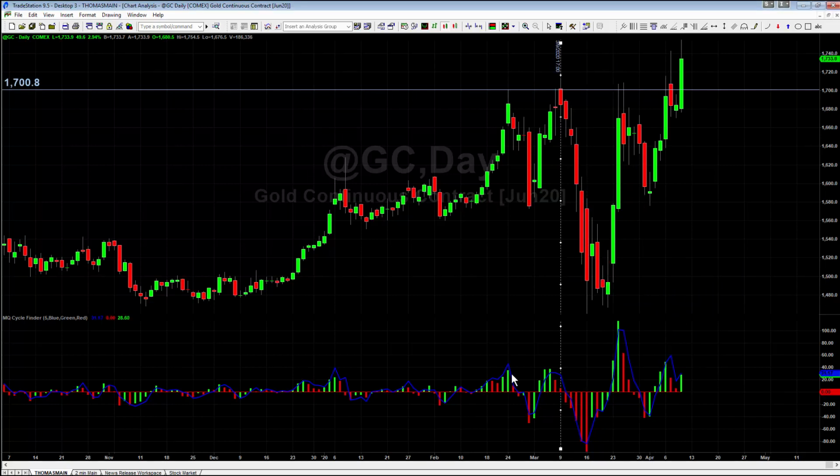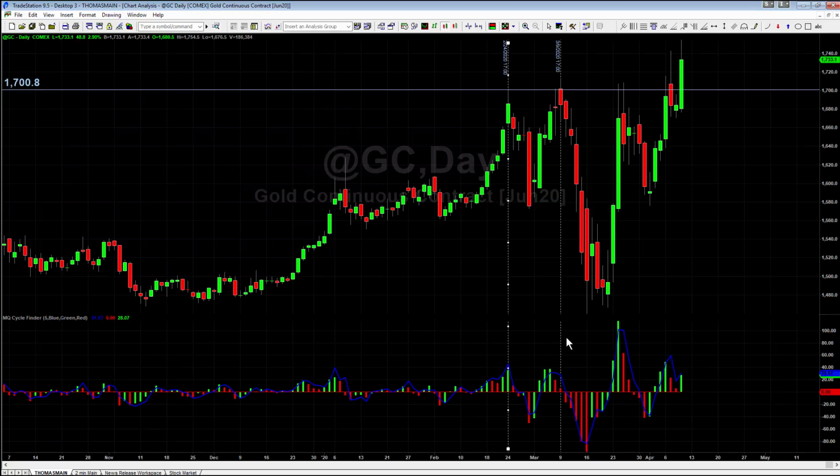Now, the other thing we can use the Cycle Finder for is things like divergences. We pay attention to the indicator line for divergences. If we look back here, we had high number 1, and then we went to a higher high with this around the stops, but our indicator line on the Cycle Finder was significantly lower, and the histograms were weakening. So you can also use it as a divergence tool.